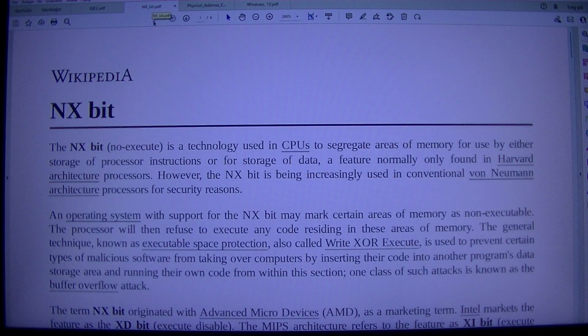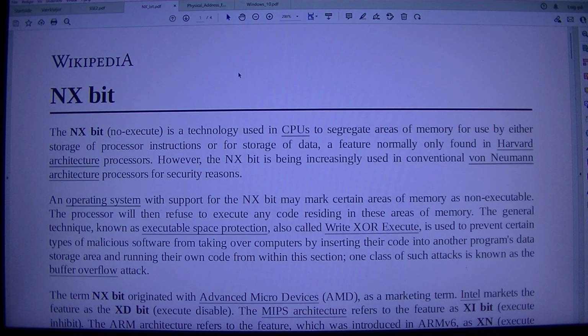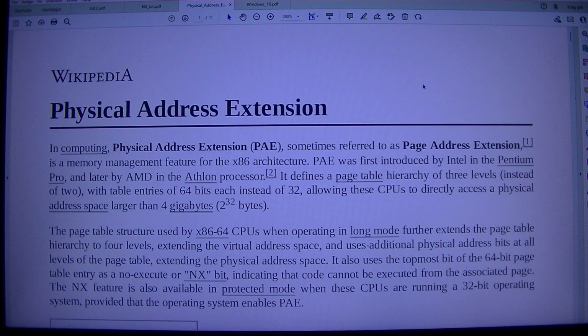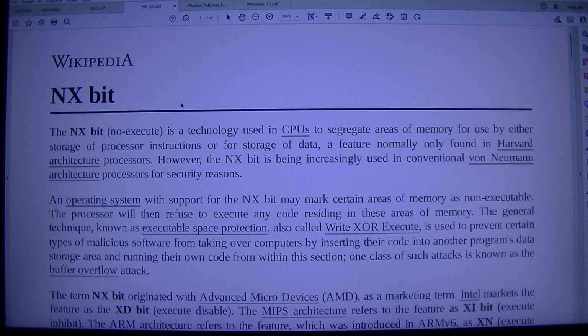This is only 4 pages. I think the NX bit is only from the Pentium 4 Prescott, and the Pentium D. The other one, the PAE bit, I think it has been around since Pentium 2 or 3 even. That's the oldest one, I think. But let's read about the NX bit.